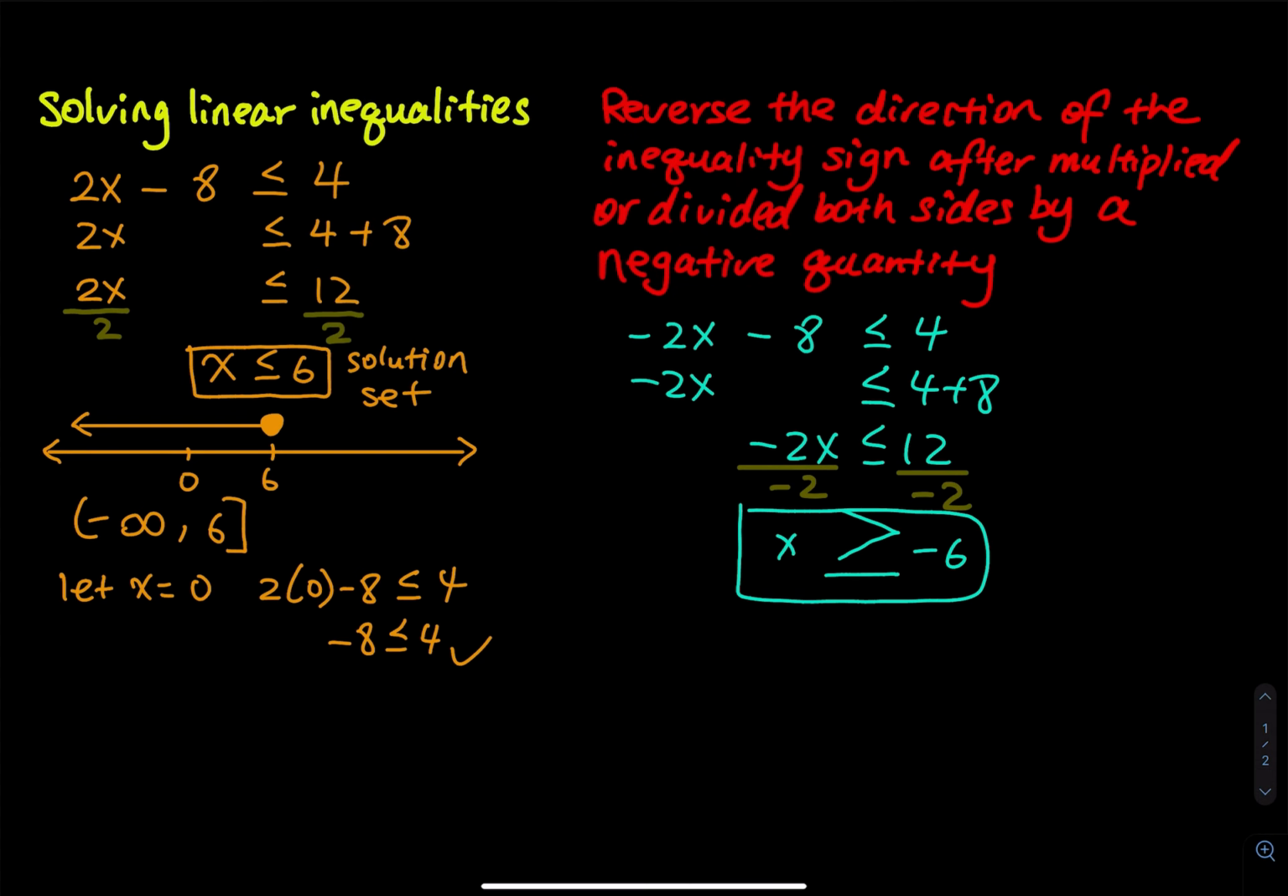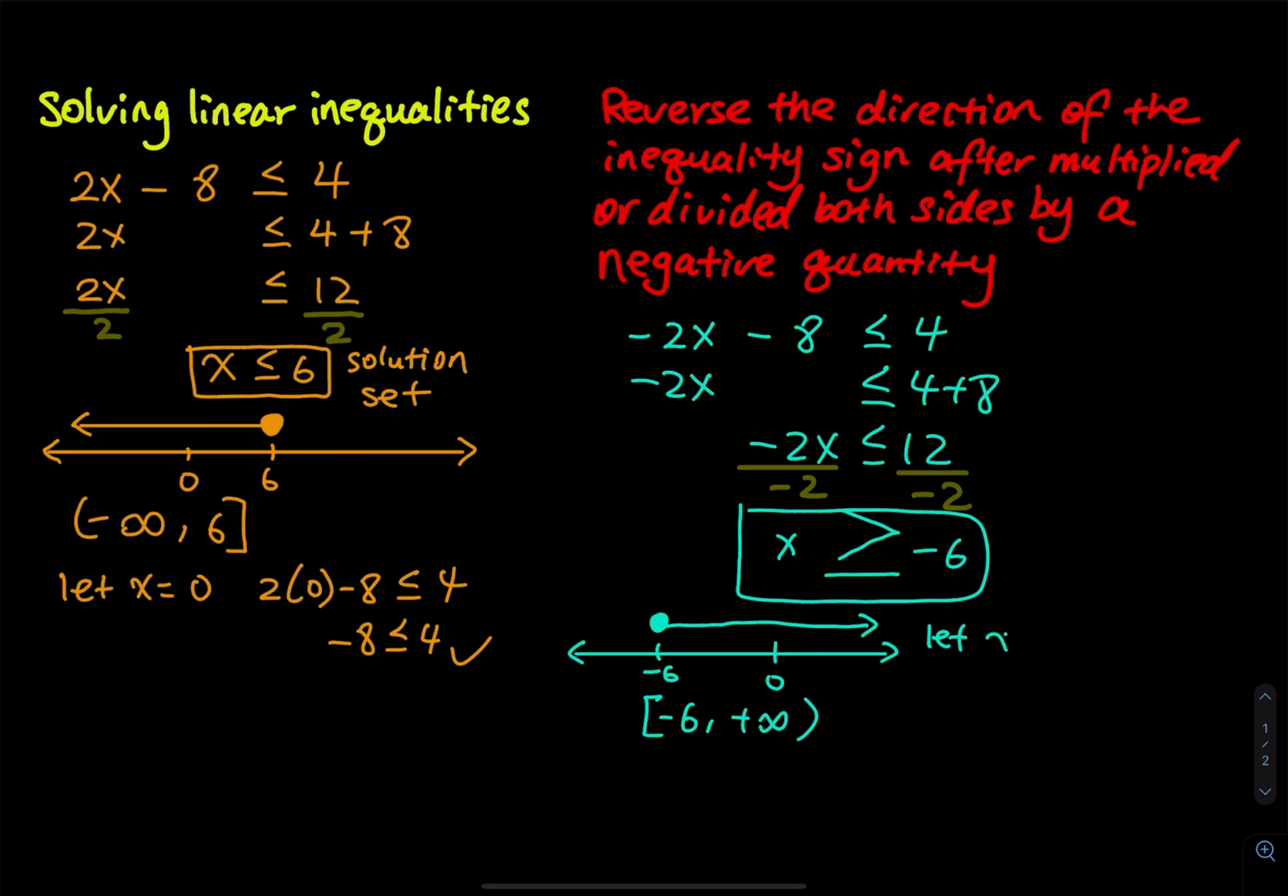The number line: x greater than or equal to negative 6. So we have negative 6. 0 is on the right-hand side of negative 6. So greater than or equal to, like that. And then we have negative 6 to positive infinity, right? When you check that, let's pick x equals 1. So negative 2 times 1 minus 8 less than or equal to 4. Negative 2 minus 8 is negative 10... negative 6 is less than or equal to 4.